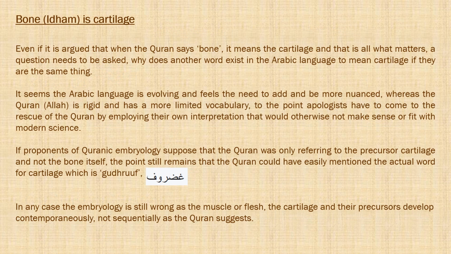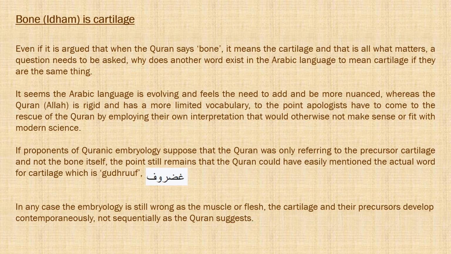Apologists will argue that when the Quran says bone, it means the cartilage, and that is all that matters. A question needs to be asked is, why does another word exist in the Arabic language to mean cartilage if they are the same thing? It seems the Arabic language is evolving and feels the need to add and be more nuanced, whereas the Quran or Allah is rigid and has a more limited vocabulary, to the point apologists have to come to the rescue of the Quran by employing their own interpretation that would otherwise not fit or make sense with modern science.